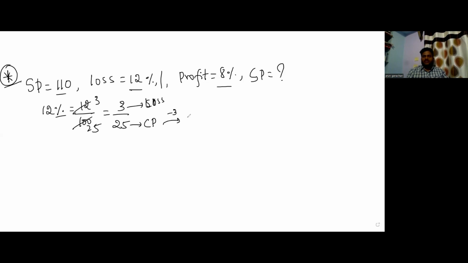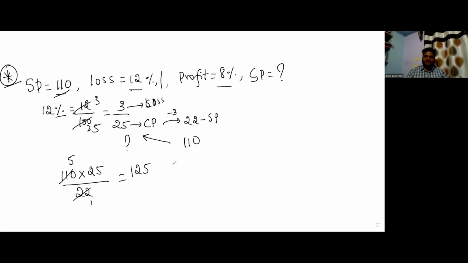So we have to subtract, and 25 will become 22. 22 is your selling price. When the cost price was 25, the selling price was 22. In the question, they have given the selling price. So when the selling price was 110, what would have been the cost price? 110 into 25 divided by 22. 22 ones are 22, 5s are 125. This 125 is the cost price. Always remember we have to find the cost price, then only can we find profit or loss.